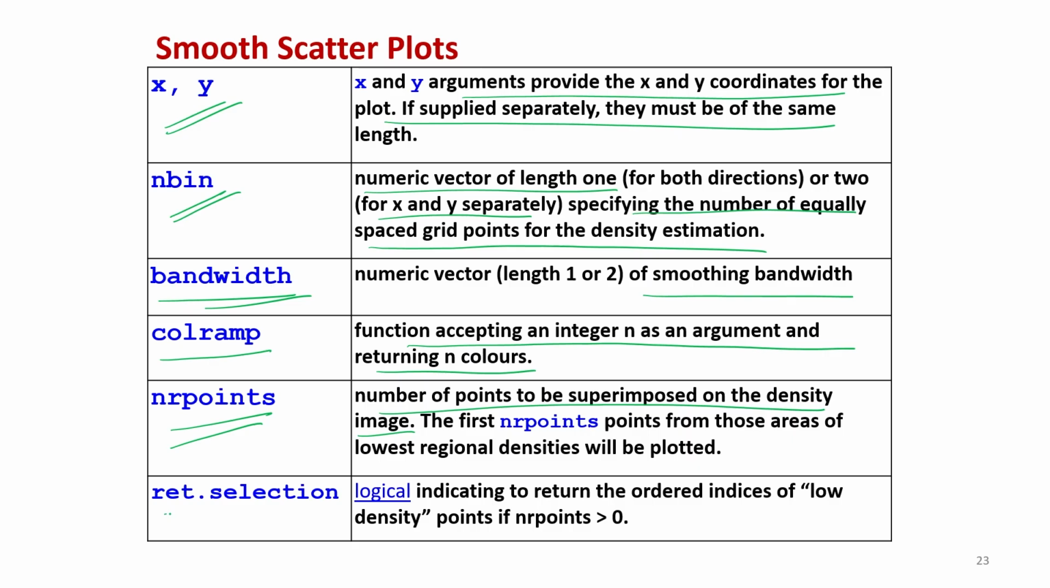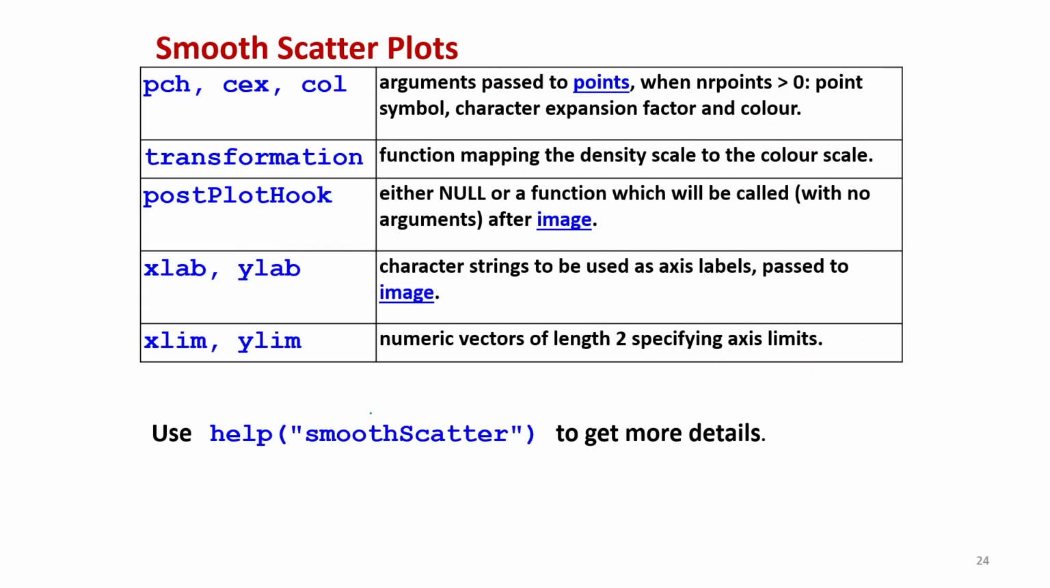And similarly, here is the red dot selection, a logical variable that indicates whether the order indices of low density points are returned, if the number of nrpoints is positive. Similarly, pch, cex, and col are the arguments passed to the points when nrpoints is greater than 0. They give you information about the point symbol, character expansion factor, and color.